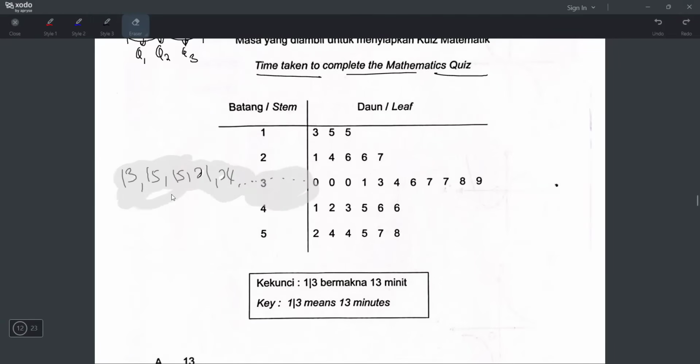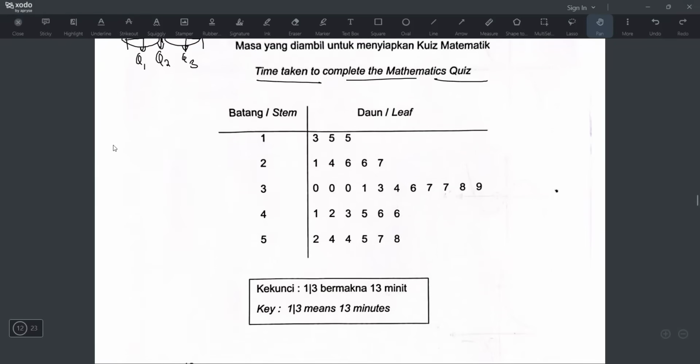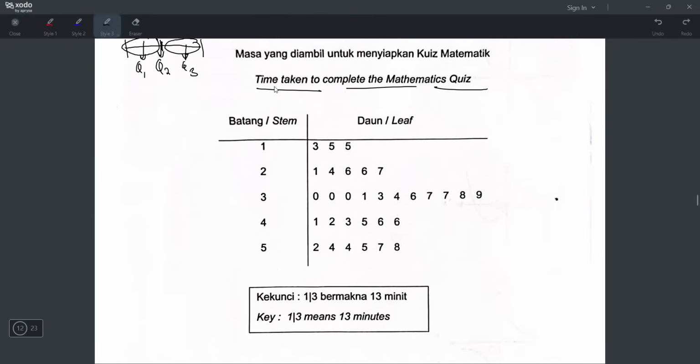Yeah, too much work already. Come, I show you a faster way to do it. You will just count how many leaves, because the number of leaves will be the total, the end.